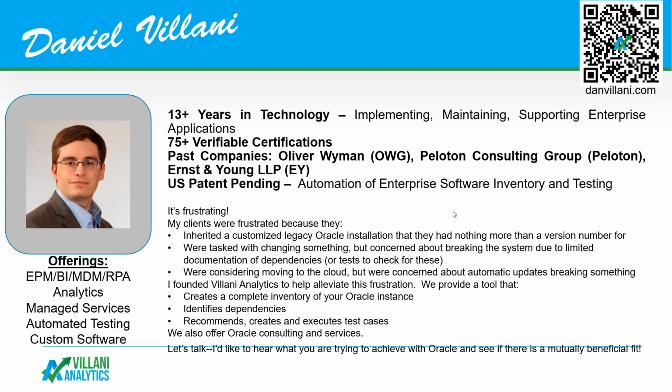So some of the things that we'll talk about here are related to the intellectual property that we've built along those lines. And then in terms of implementations, we do EPM, BI, master data management, robotic process automation, analytics, managed services. We do have services around automated testing for your applications, whether that's regression testing or functionality testing as well. And we also do custom software development.